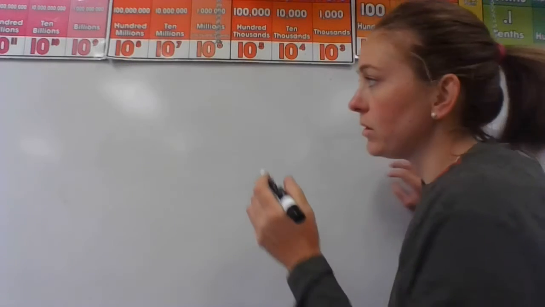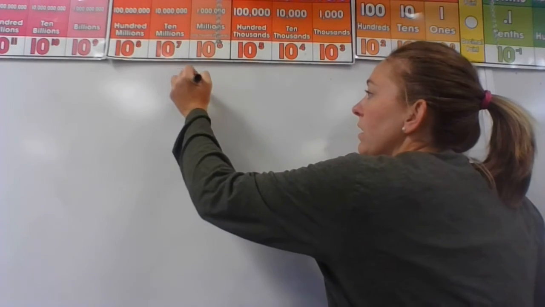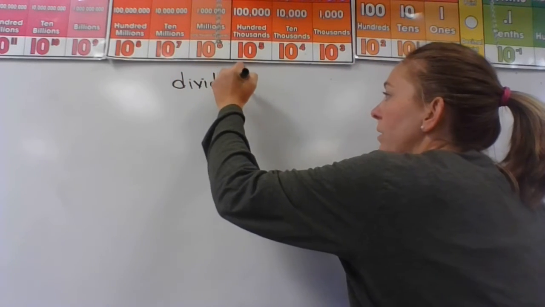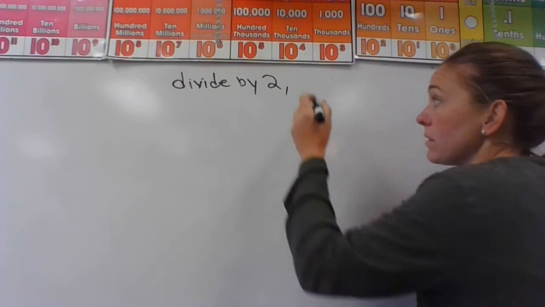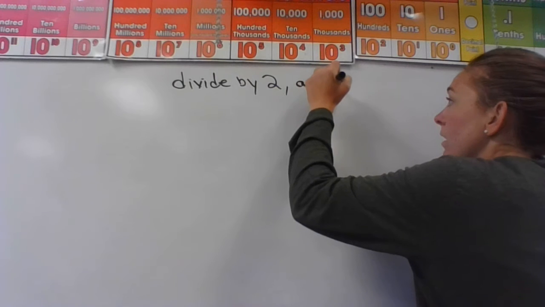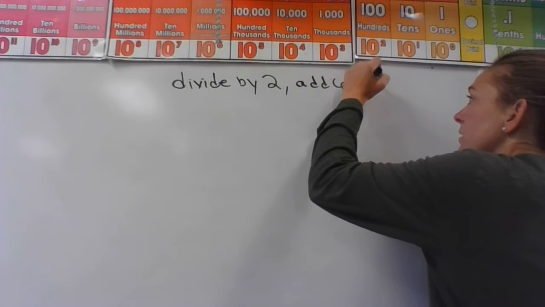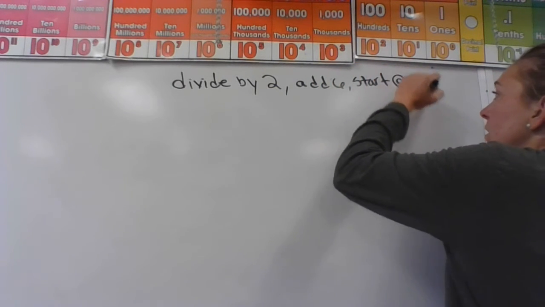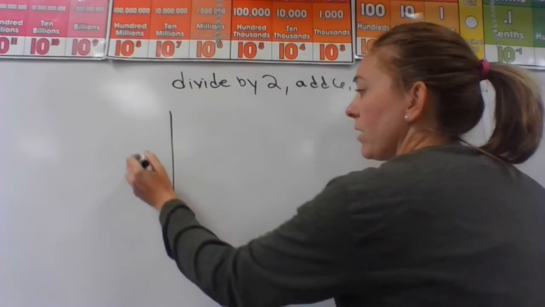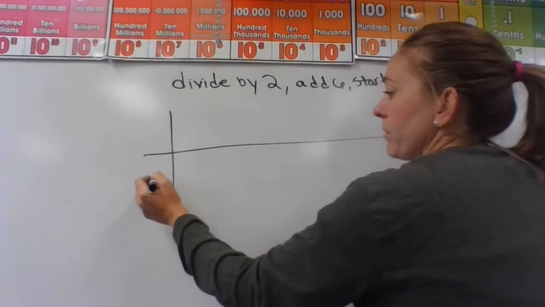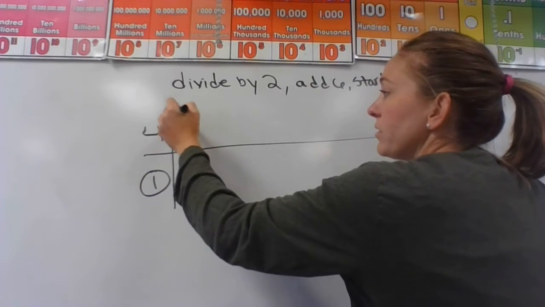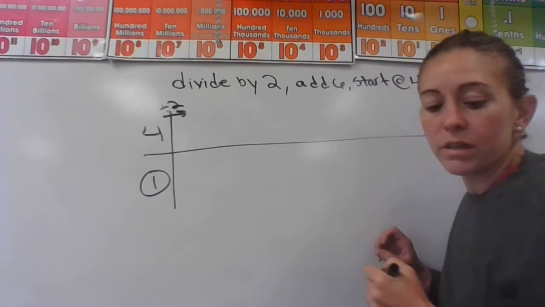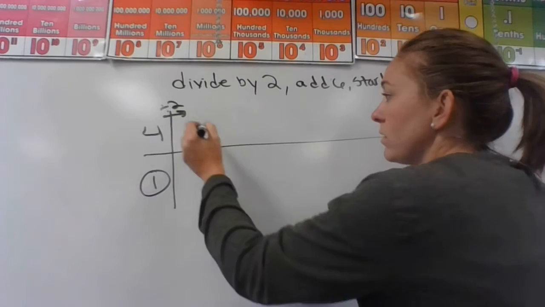Let's divide by 2 this time instead of multiply. Divide by 2, and we'll add 6. And let's start at 4. Okay, so I'm going to put my pattern along here, and I'll put my first term as 4, and then we'll divide by 2. 4 divided by 2 is 2.